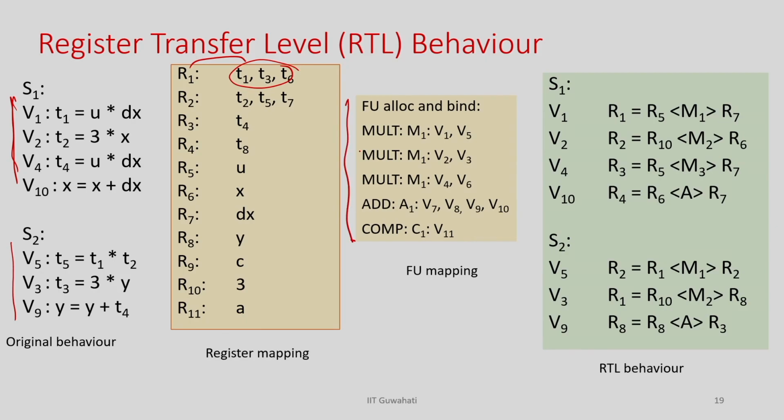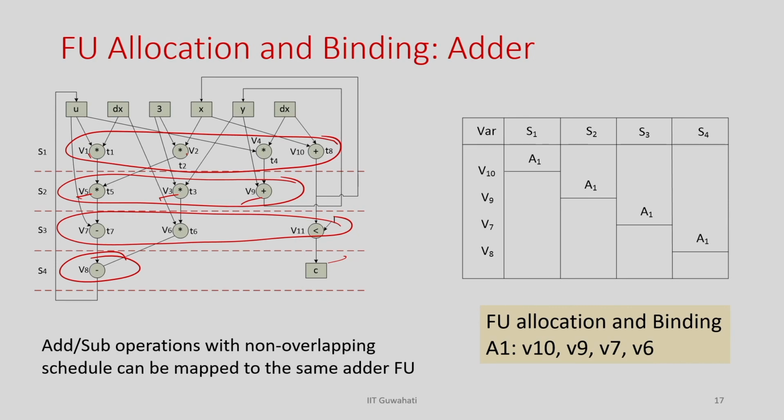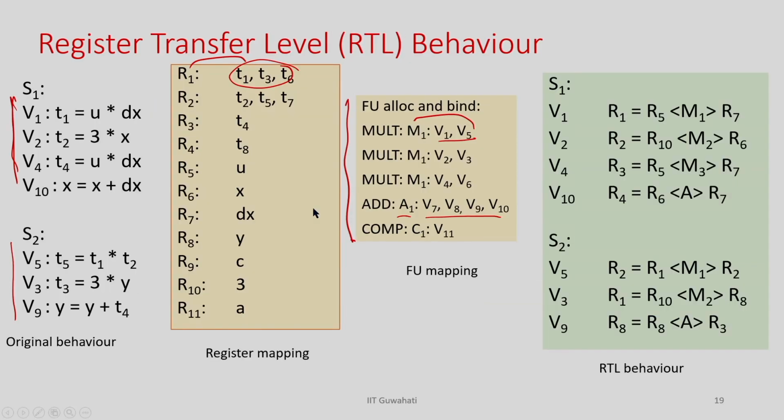I need 3 multipliers, and these are the operations to be executed in multiplier 1 and so on. I need 1 adder to execute all these 4 operations, because you see there is only 1 addition operation here, 1 here, 1 here, and 1 here. These are all in different time steps. So, I can just use adder 1 to do all 4, the same adder to execute all the addition operations. Okay, so the mapping information is available, right.